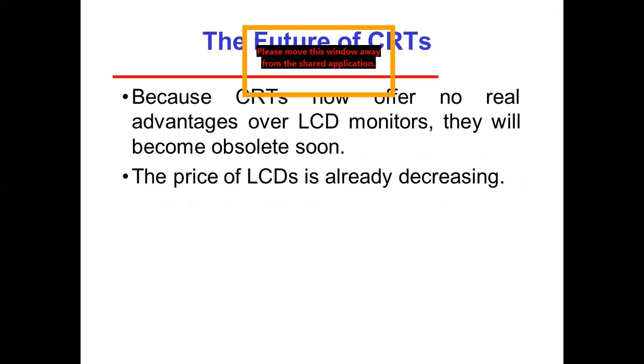Again, about the future of CRT: CRT now has no real advantages over LCD monitors, and it will become obsolete soon. Even though currently we are still using it, everything is now taken over by LCD and LED monitors. Even though at the early stage the price was very high, it is decreasing again and again nowadays.